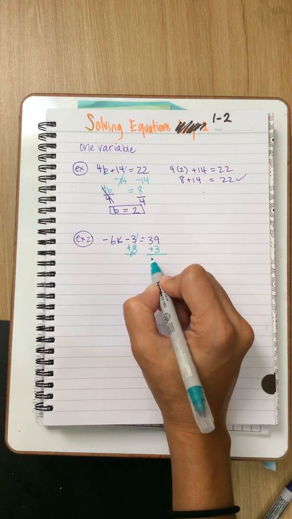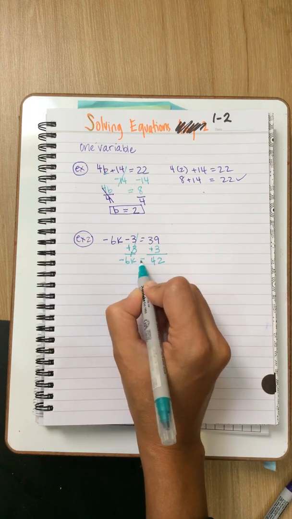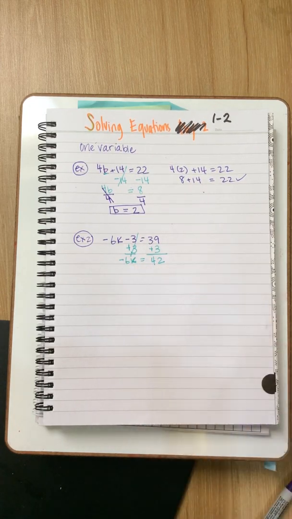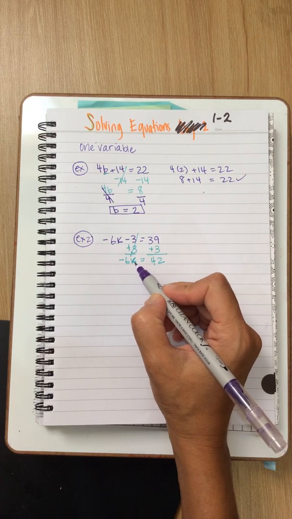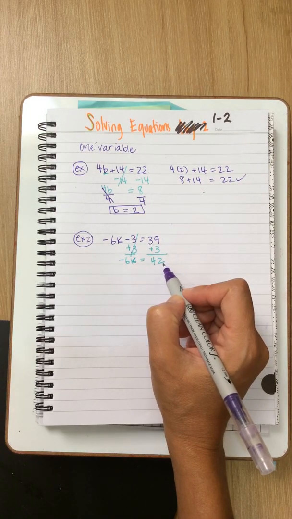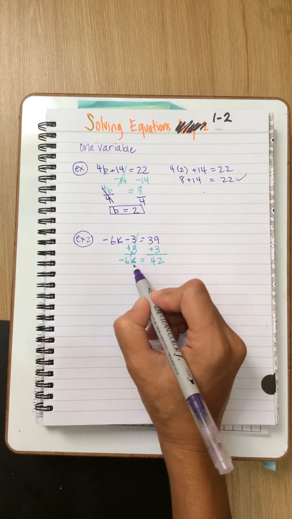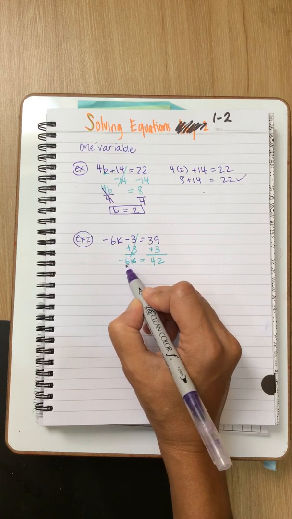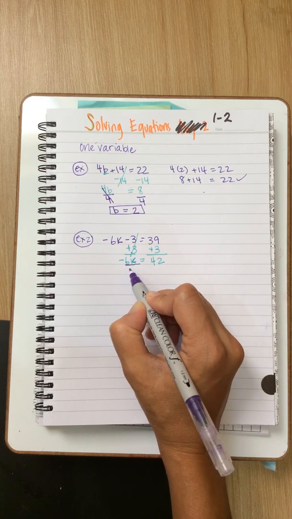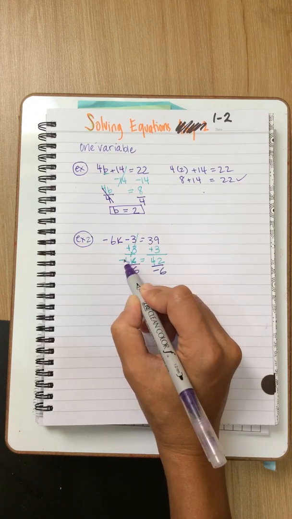And 39 plus 3, well, that's 42. And over here, I still have minus 6k. I have to write that down. Bring it down. Don't forget that part. Now, I have negative 6k equals 42. So you could think to yourself, what does k have to be? What times negative 6 is going to give me 42? Well, first of all, I know k has to be a negative number because you end up with a positive, and a negative times a negative is the only way I'm going to get a positive. Or I can also think of the inverse operation. The opposite of multiplying by negative 6 is dividing by negative 6.